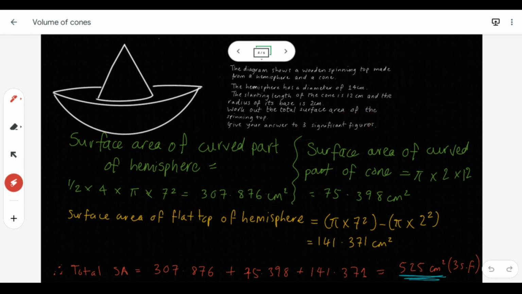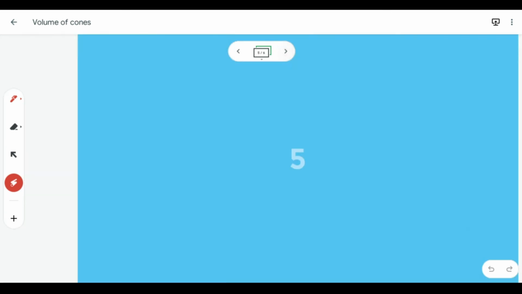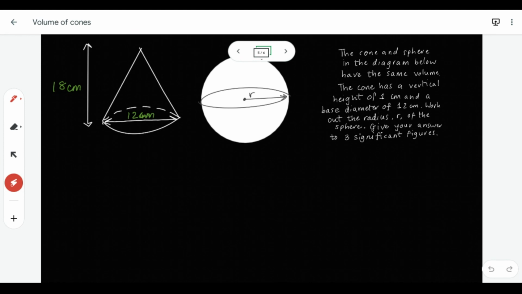And the next question, again, pause this question and have a go at it, and I will put the solution up into the next slide, which is here.